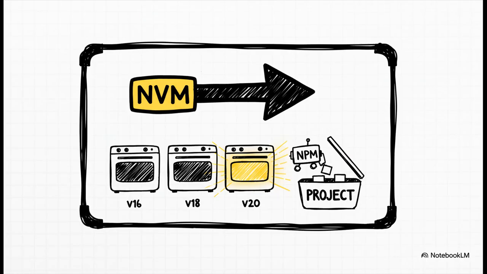And for all you JavaScript folks, don't worry, we got you. NVM and NPM do pretty much the same job. NVM, the Node Version Manager, is like having different ovens that all cook at different temperatures. It lets you switch Node versions for different projects. And then NPM goes and installs all the specific ingredients for that project's recipe.